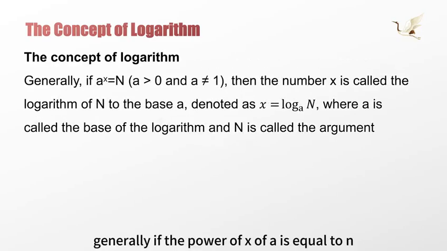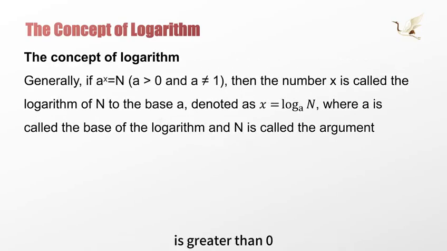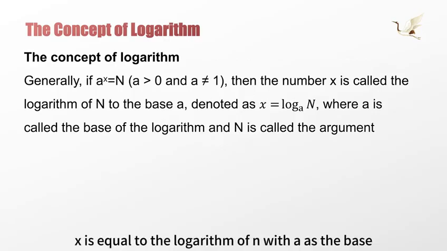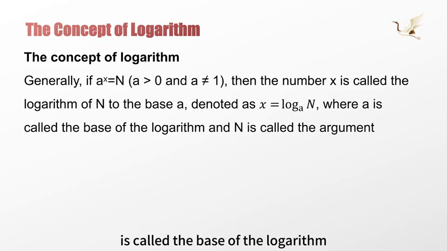Generally, if a to the power of x is equal to n, where a is greater than 0 and a is not 1, then the number x is called the logarithm of n with a as the base. Remember, x is equal to the logarithm of n with a as the base. a is called the base of the logarithm, and n is called the true number.